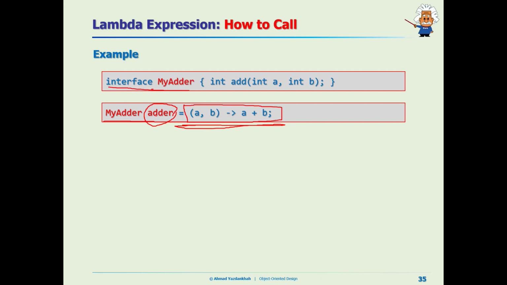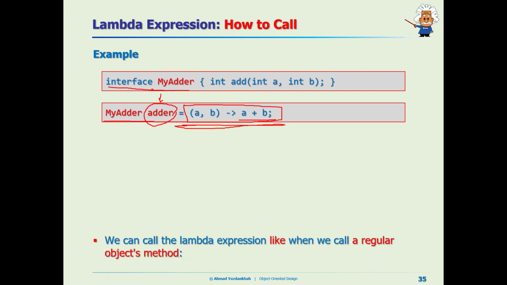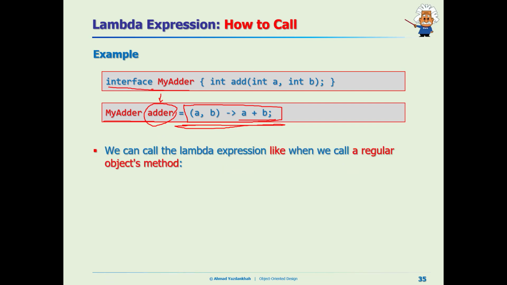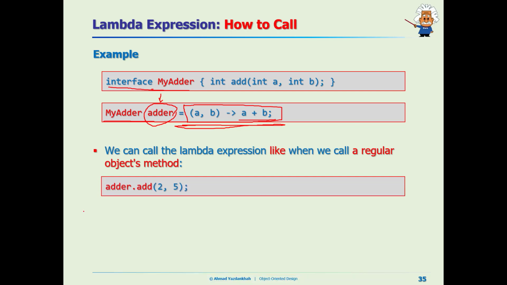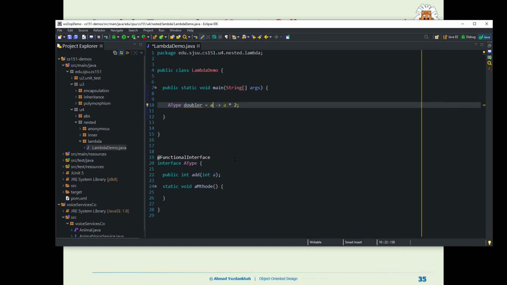We can pass the parameters to the arguments, and then we receive the addition. All right, so here is how we can call it. It's exactly like the regular object's caller. So look at this: this adder is this variable, and then we call the method. This method is coming from the interface, and then we pass it 2 and 5, and we will get probably 7.